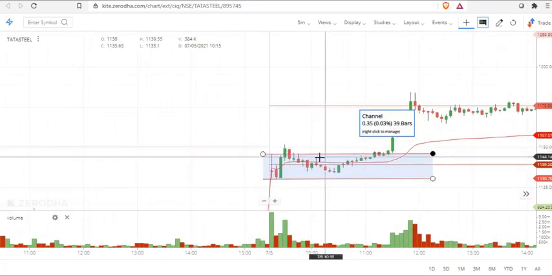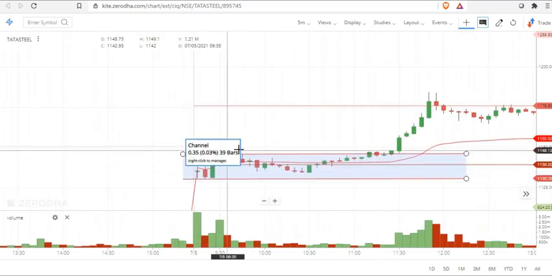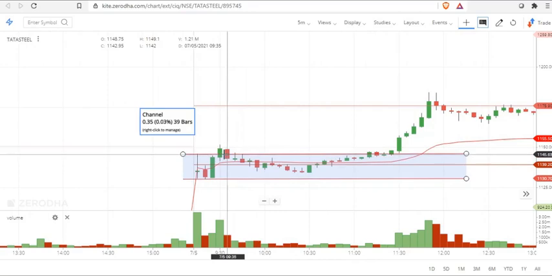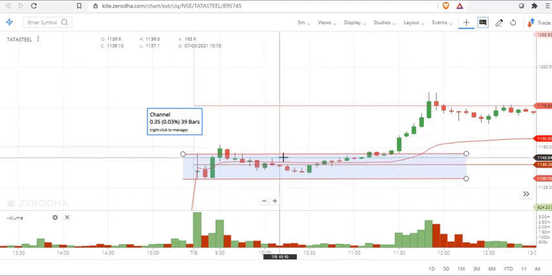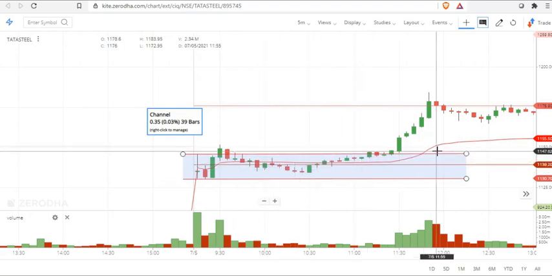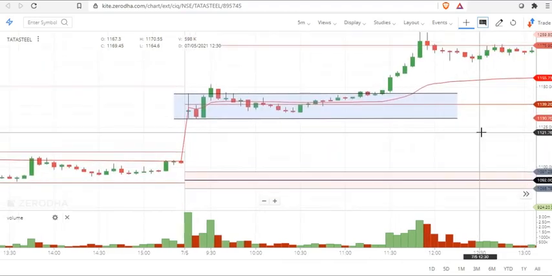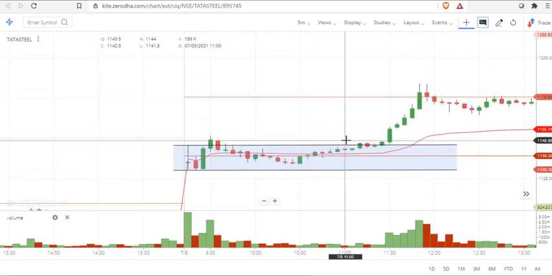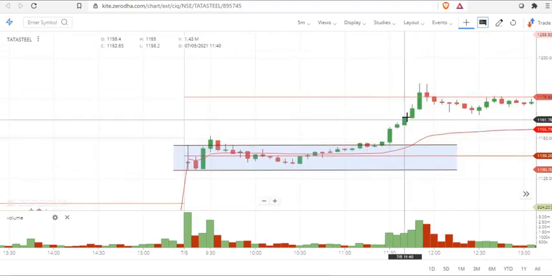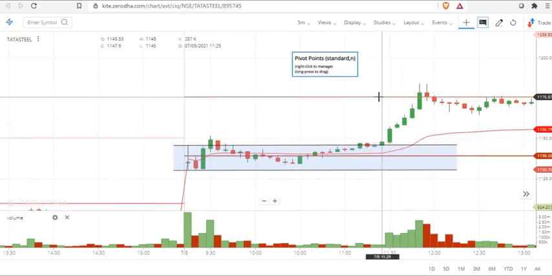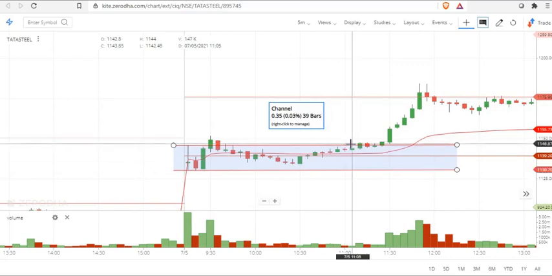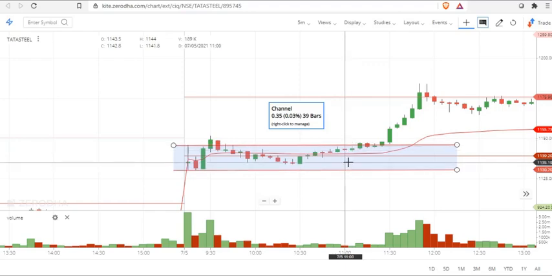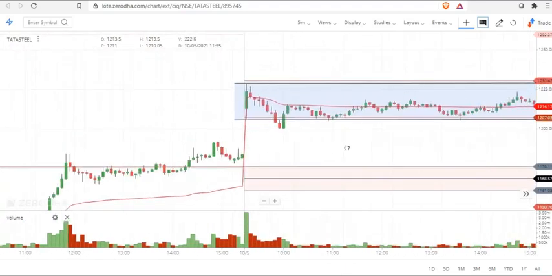The first 5-minute candle, I will extend from here to here. Here a false breakout happens, but our stop loss is not hit. It's above the VWAP line. Then finally we plan to buy above 1147, also above the CPR support. Our target is 1147 to 1175. Our stop loss is 1129. It's a good RR ratio.